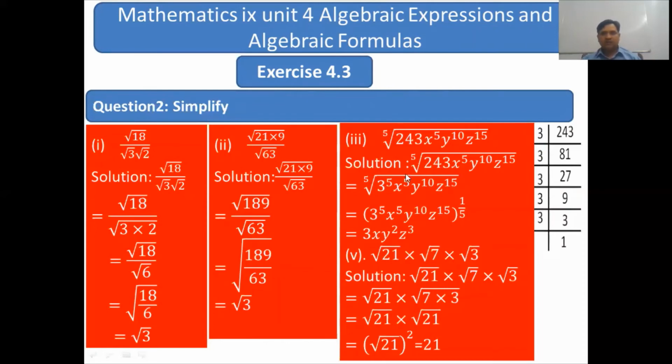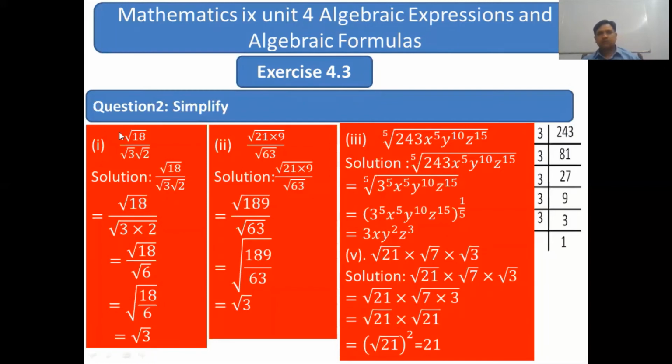So this is fifth root, so we can write it as 1 by 5. So this 5 cancels out with this 5, and with this one, and 5 2s are 10 and 5 3s are 15. So the simplest form is 3xy square z cube. Fourth part you have to solve yourself. This is an assignment for you.